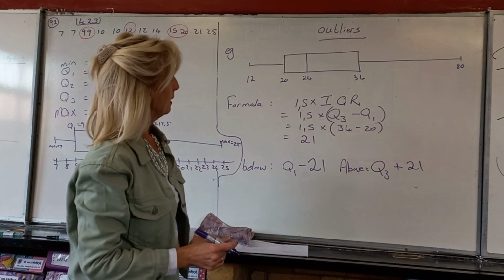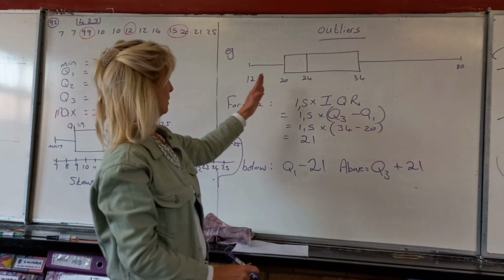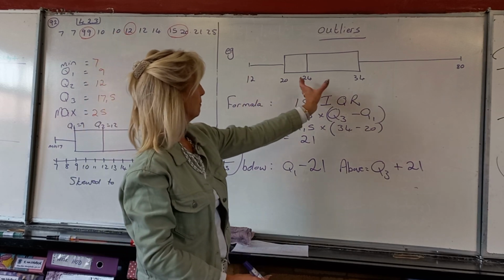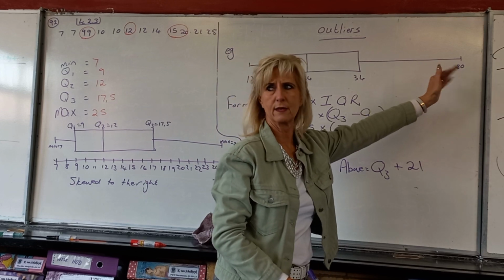Do you think there's going to be outliers here? Yes. Before we work it out? Yes. Looks like it, eh? Yes. 12, 8 and 4, 10 distance. Oh, lots. I think there should be outliers here.